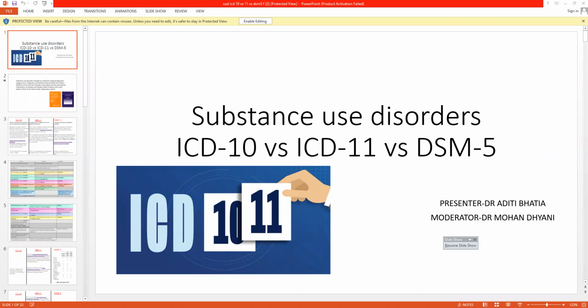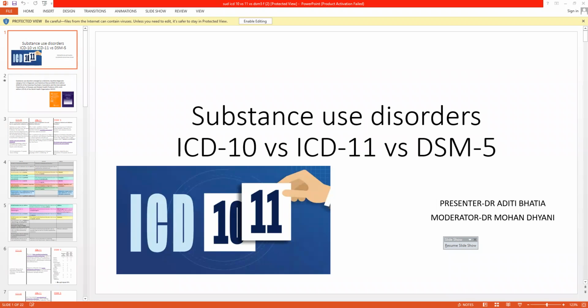Coming towards ICD-10, we identify the substance involved first. If it is alcohol, it will be represented by F10, mental and behavior disorder due to use of alcohol. F12 will represent mental and behavior disorder due to use of cannabinoids. Then we identify the correct specifier by indicating the nature and severity of the problem.